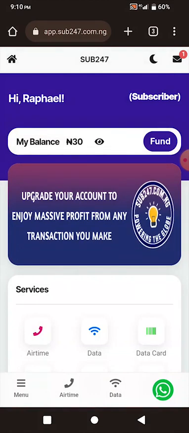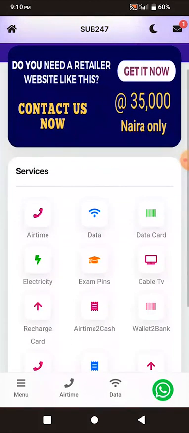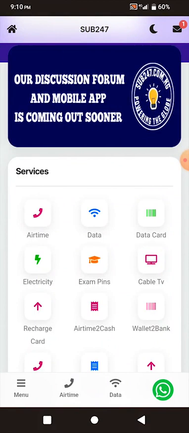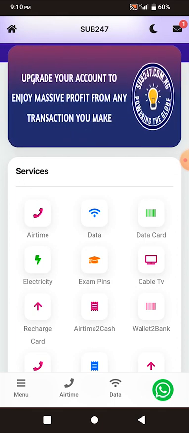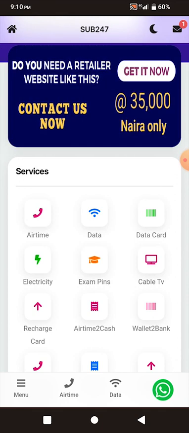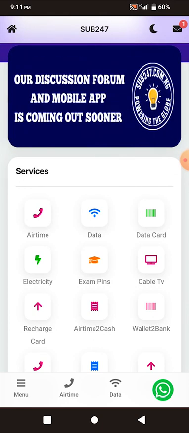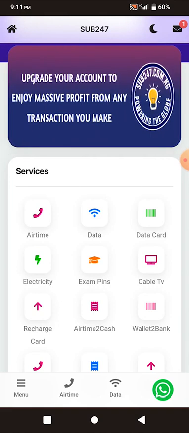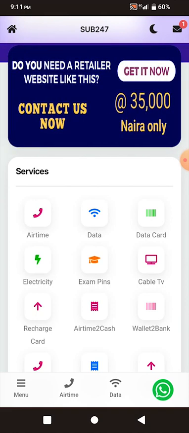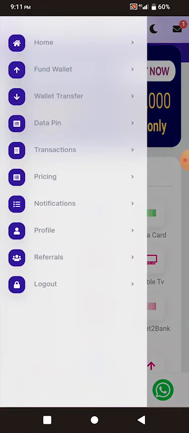Alright, so here is my dashboard. Now this portal has airtime, data, electricity, exam pins, cable TV, and so on and so forth. Now to resell data on this portal, you are going to click on data. But first of all, let me show you the prices. So I'll click here, then go to pricing.